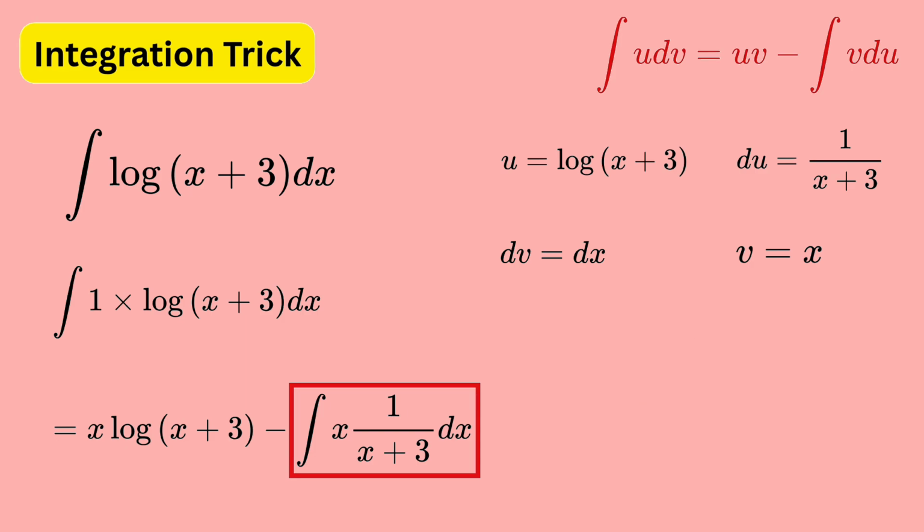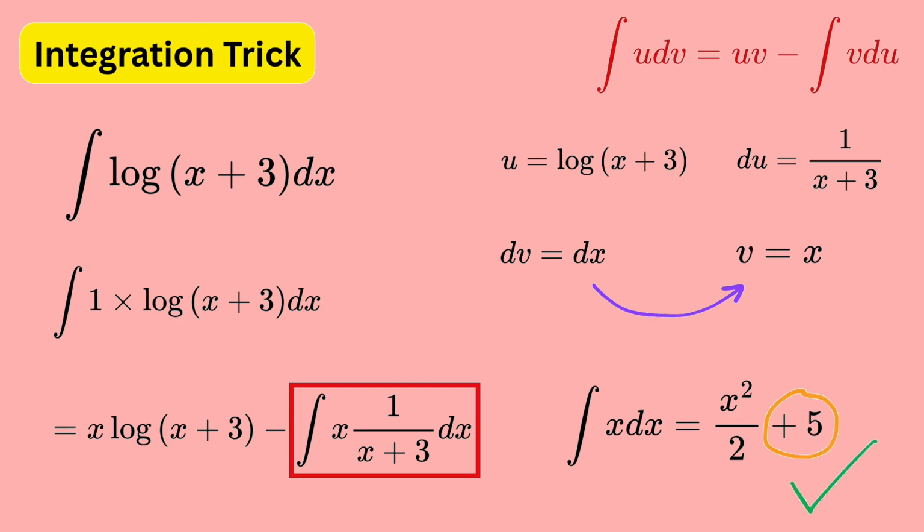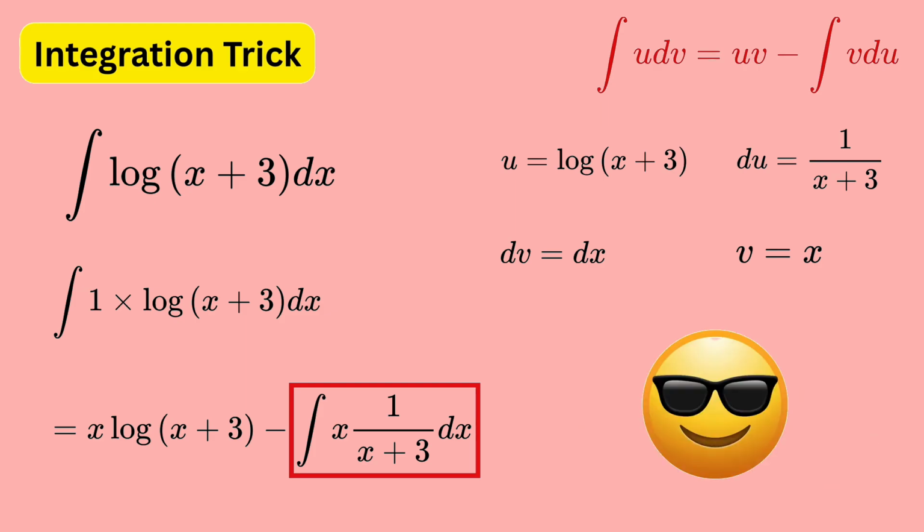But here comes the interesting observation. Antiderivatives are never unique because we can always add a constant to them. For example, if x squared divided by 2 is an antiderivative of x, then x squared divided by 2 plus 5 is also an antiderivative. Both are equally correct because constants disappear during differentiation. And this small thing is exactly what makes the trick so powerful.